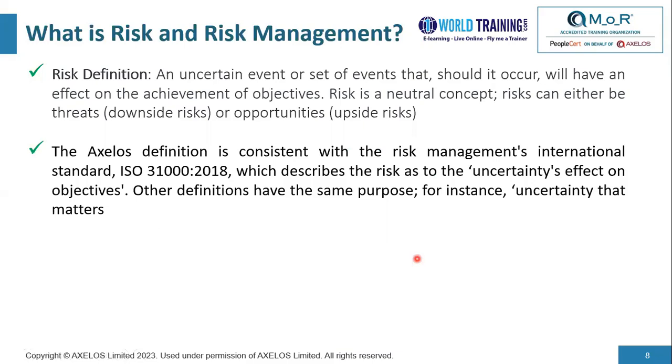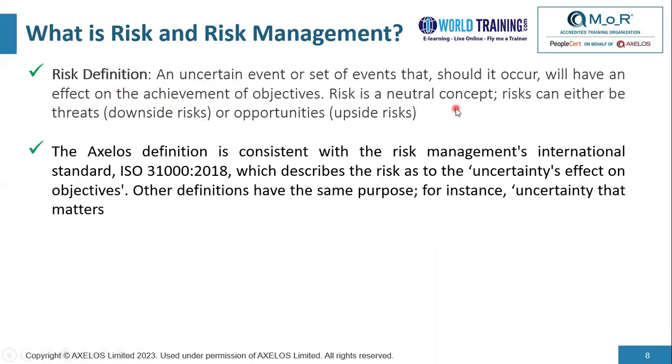Good to begin our journey with the definition of risk. A risk is defined as an uncertain event. Now, in the world of statistics, we use terms like probability and likelihood. They all refer to a state of uncertainty. So risk is an uncertain event or set of events that, should it occur, will have an effect on the achievement of objectives. Mathematically speaking, you could say risk is a factor of uncertainty or probability times impact. So risk is a combination of these two key factors.